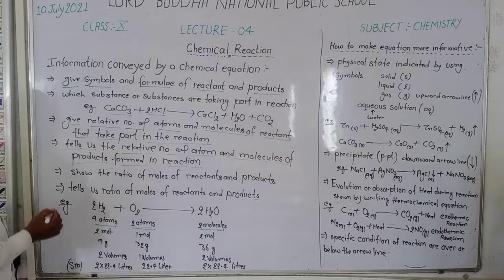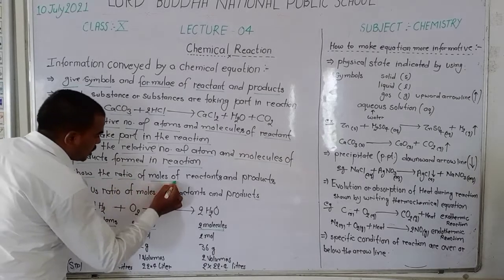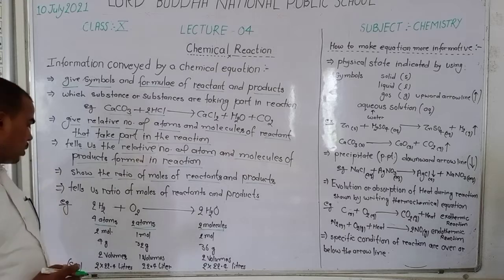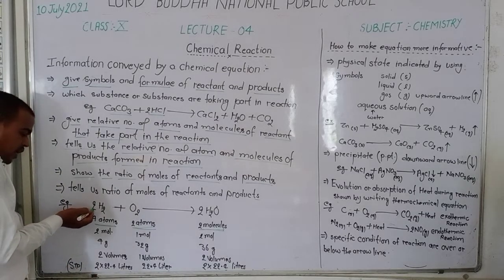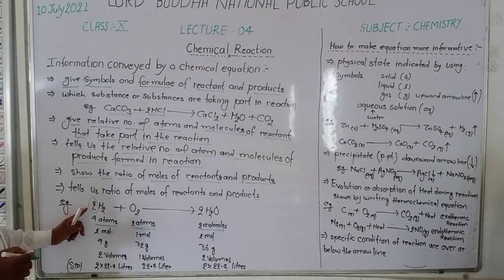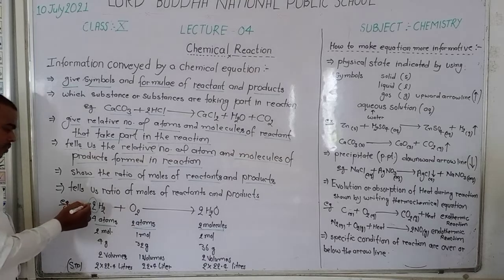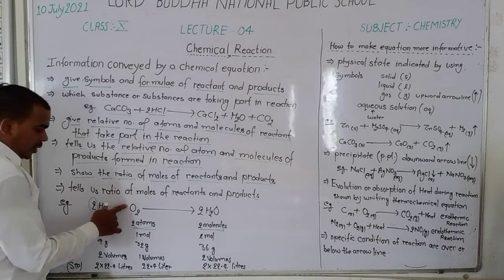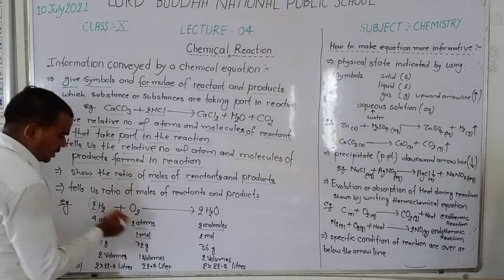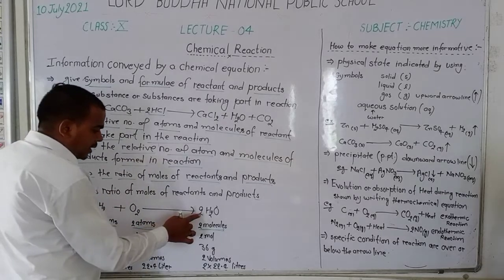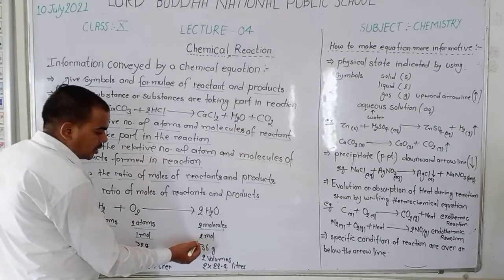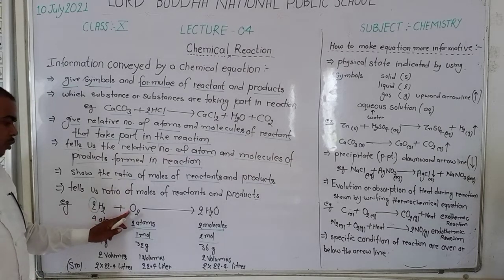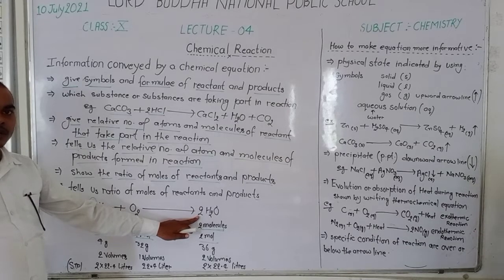Okay. Next point, the ratio of moles of reactant and product. An equation also represents the ratio of moles. How? The numbers, the stoichiometric coefficients which are written here, represent the number of moles. Here the stoichiometric coefficient is 2, then 2 mole hydrogen. Here the stoichiometric coefficient is 1, so 1 mole oxygen. Produce, here the stoichiometric coefficient is 2, then 2 mole of H2O. That means 2 mole of hydrogen and 1 mole of oxygen produce 2 mole of water. Okay.